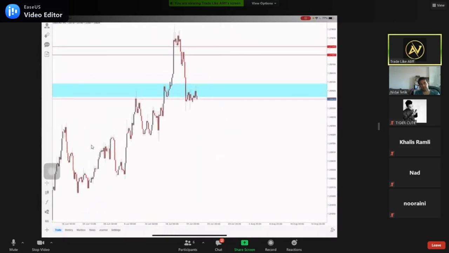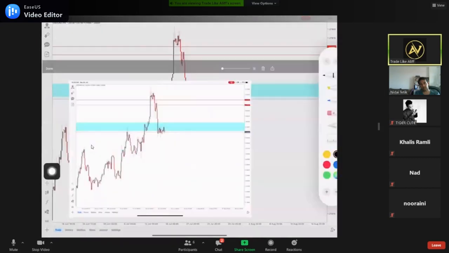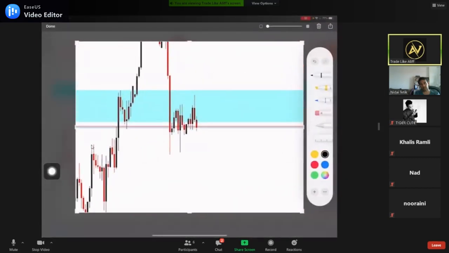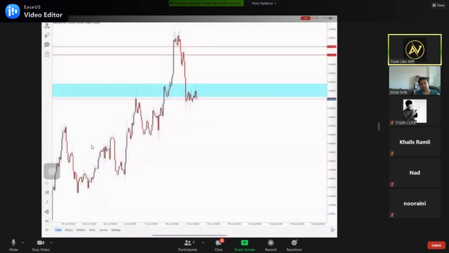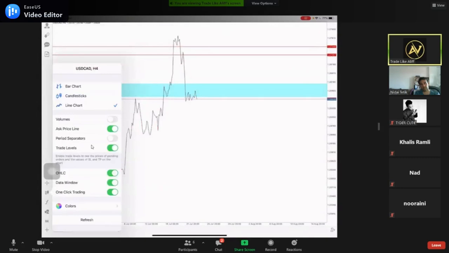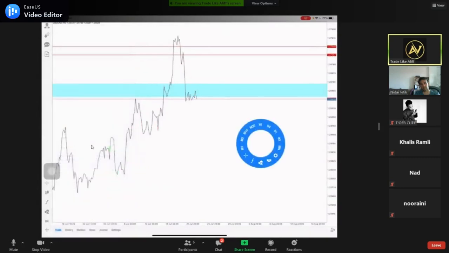I gave a signal here on, I think it was on Thursday. I gave a buy here, and then I gave a buy here. I gave a sell here. This one I didn't give. This one I traded the sell personally. Okay. How I got the setup? Okay, simple.